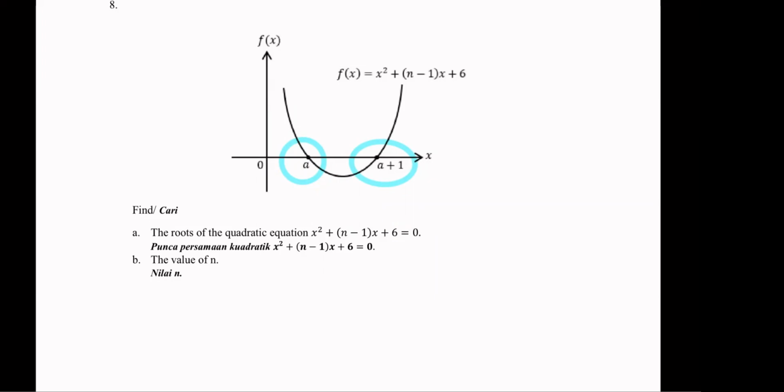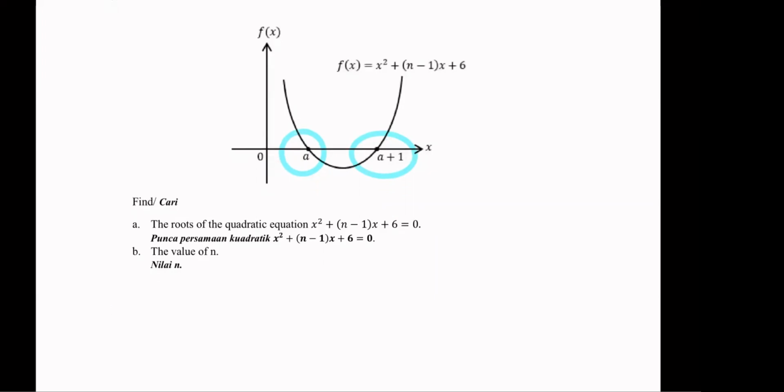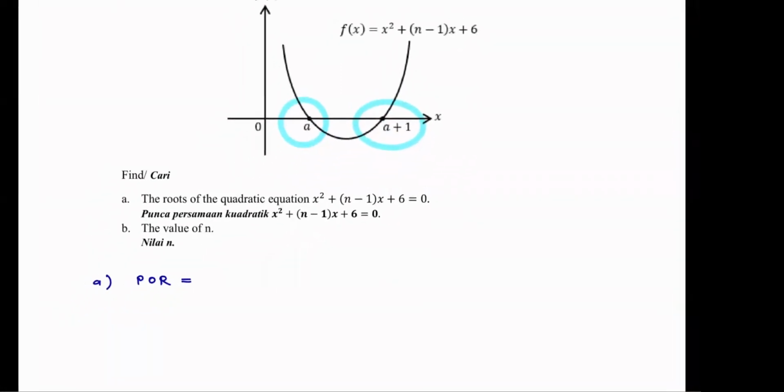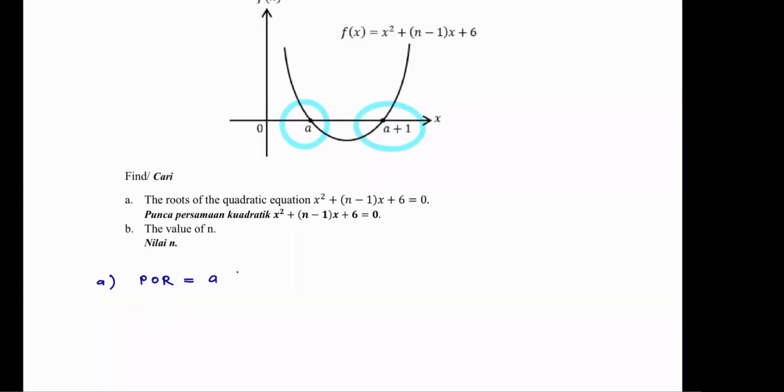So I'm going to use POR. POR is darab, you know. So ini dua-dua root kamu. A darab dengan A plus 1 equals to C over A. C is 6. A is 1. Depan ni 1. C over A. So C over A is 6. So you're going to end up with A square.